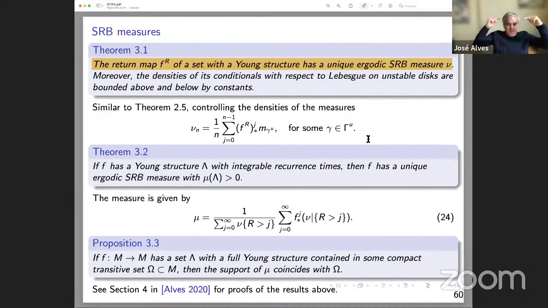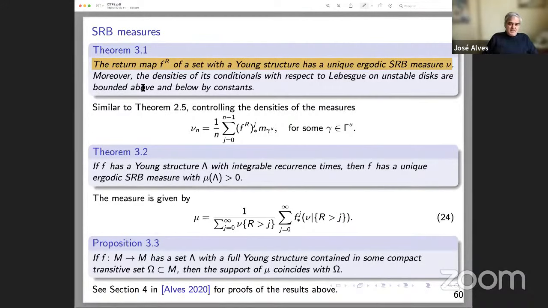And so SRB measure means a measure that lives on lambda, and the conditionals on the unstable disks are absolutely continuous with respect to the conditionals of the Lebesgue measure. Okay, so it makes sense. Formally, I introduced SRB measure for smooth dynamical system. This F is not smooth, but there is a smooth structure behind it to define it. And so we can talk about the absolute continuity of the conditionals in those unstable leaves.